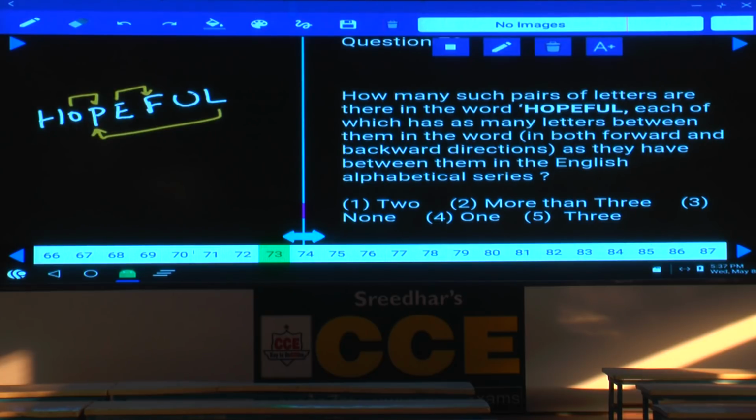And next one, anything else? E, G, H, E, F, G, H. Now from E onwards, E, F, G, H in the reverse order, we have one more. Hence in total more than 3, that is choice 2.